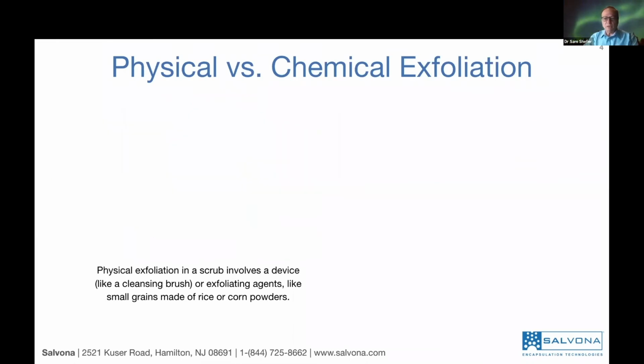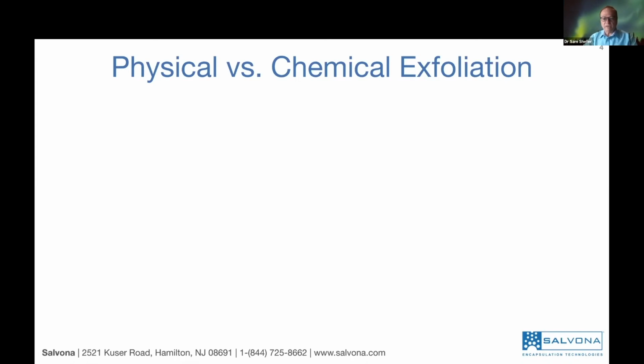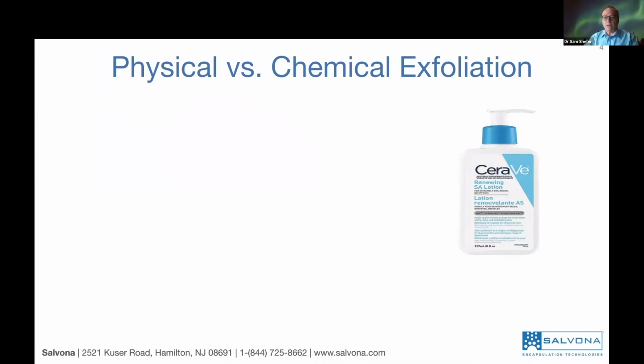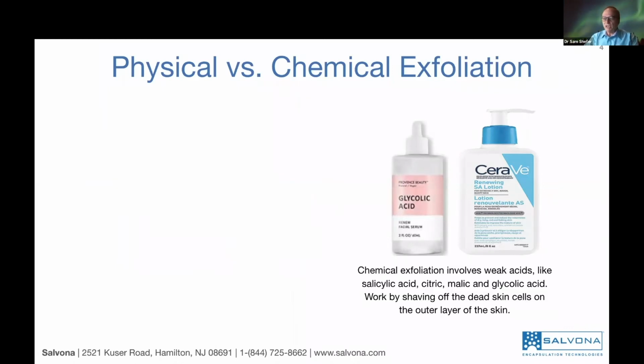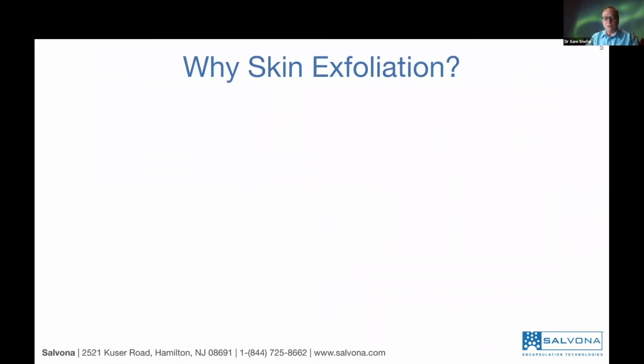I'm not going to talk about this. I don't think these offer a good solution for the problems I showed you before. We're going to talk about chemical exfoliation. For example, you see several products offering this service. Chemical exfoliation involves very weak acids like salicylic acid, citric acid, malic, glycolic, and so on. Basically, they work to shave off the dead skin that is accumulating on the outer layer of the skin. So we have the two options, physical and chemical, and I'm going to focus on the chemical only.